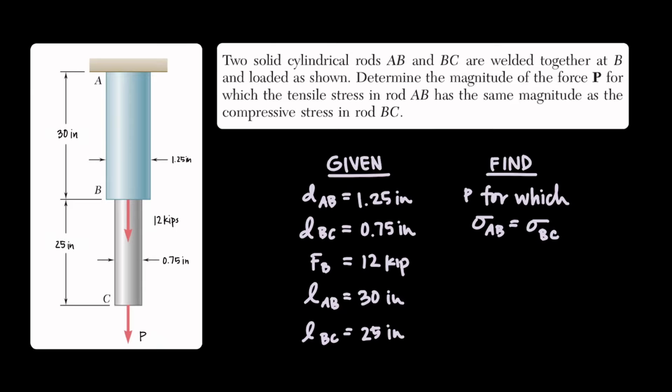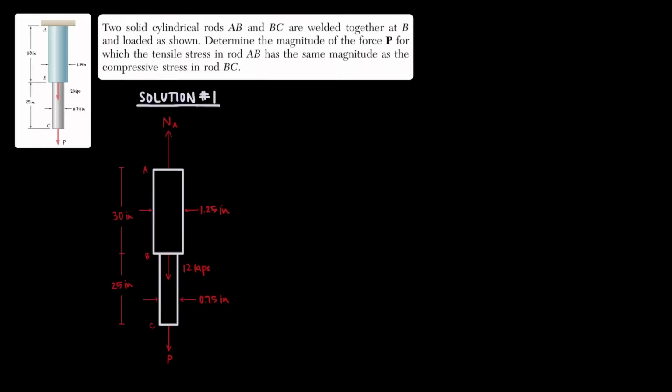Rod AB is 30 inches long, and rod BC is 25 inches long. We also need to find P, for which the normal stress in rod AB is equal to the normal stress in rod BC. We'll go ahead and make the problem a little smaller so that we have more workspace. As you can see, the following solution is labeled number 1, so there must be a number 2. We'll be going over both approaches to this problem very soon.